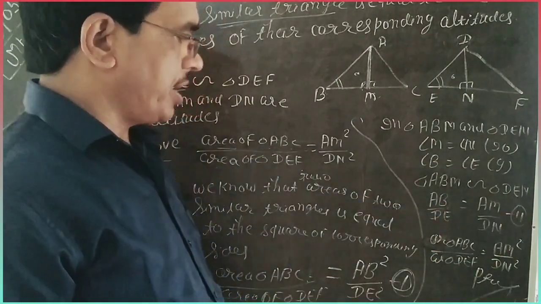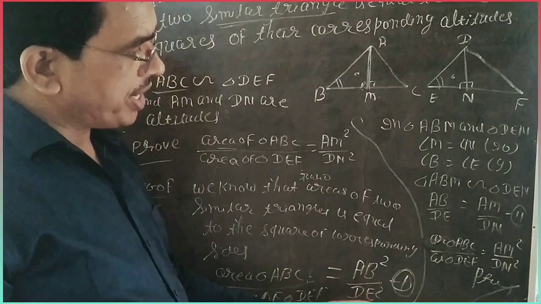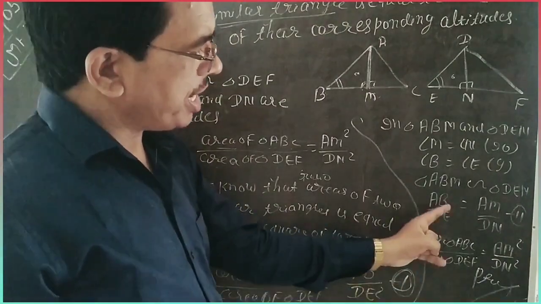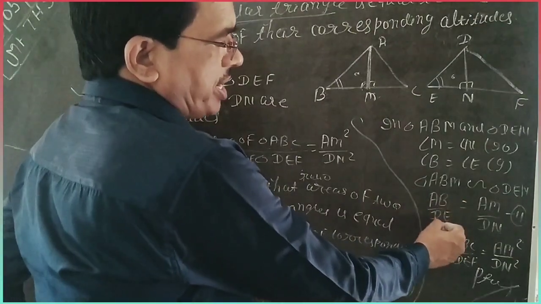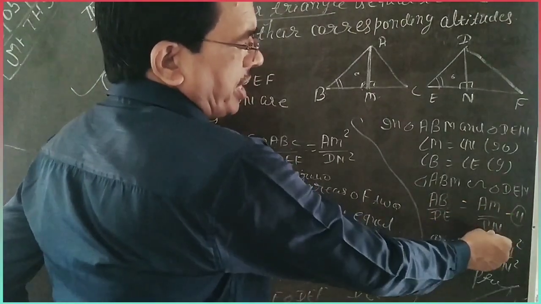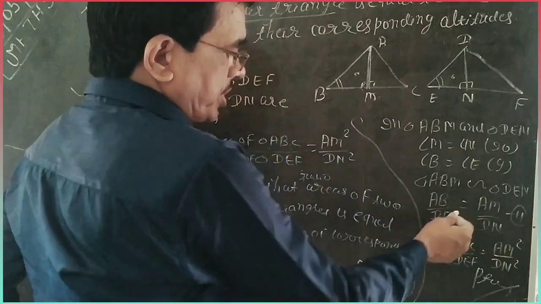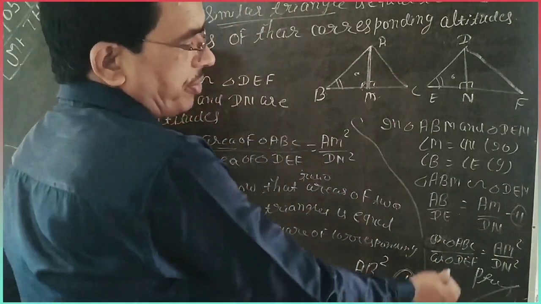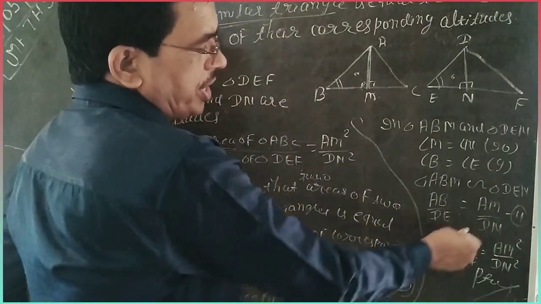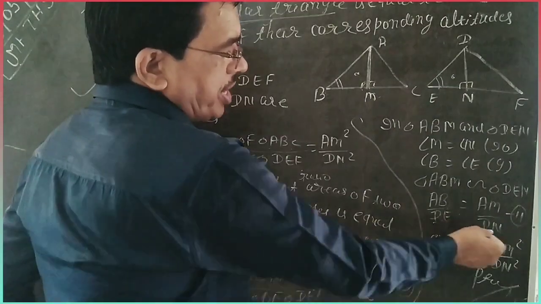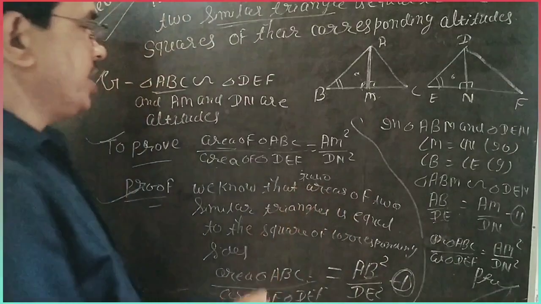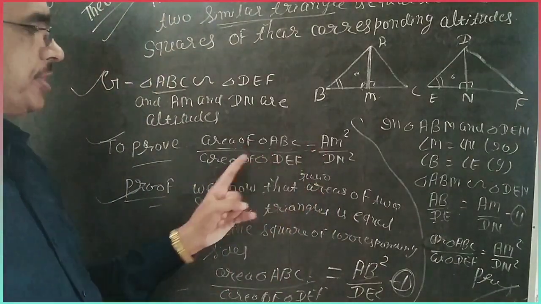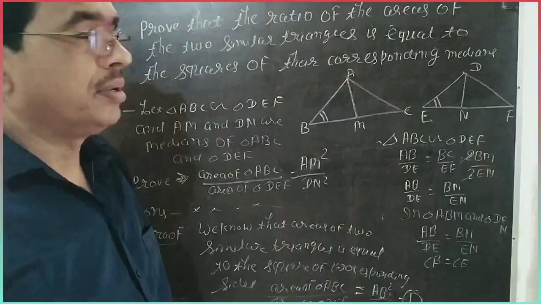That is equation second. In the first equation, we have AB by DE squared. So in place of AB by DE, we can write AM by DN. We substitute the value of the second equation in the first equation. So what do you get? In place of AB, you write AM, and in place of DE, you write DN. So AM square by DN square, that is proved. It is your question: area of triangle ABC by area of triangle DEF is equal to AM square by DN square.